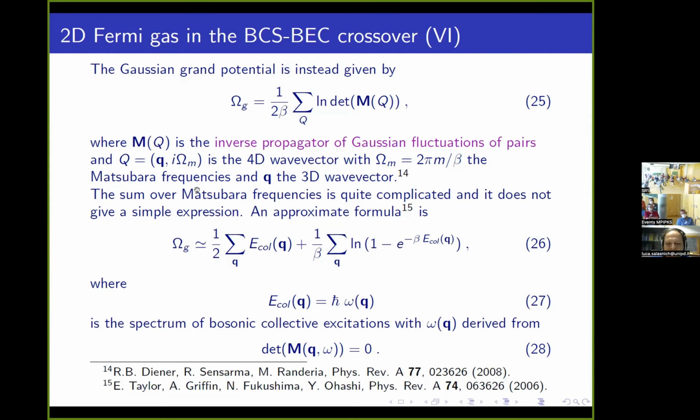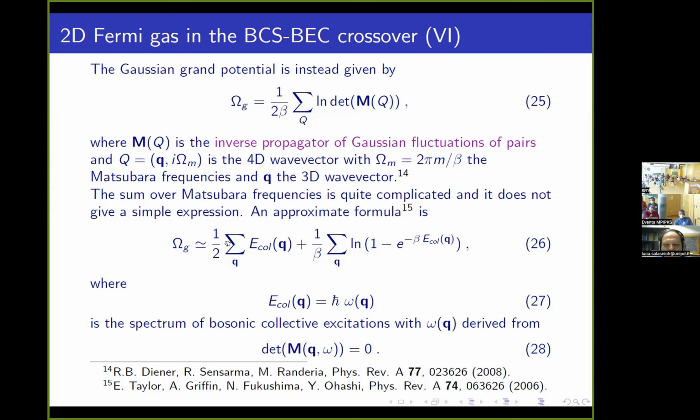Well, in the BEC regime of the BCS-BEC crossover, one can get an approximate expression for the Gaussian grand potential that is given by equation 26. And you recognize that there is this E sub collective, that is the collective bosonic excitation spectrum, where the frequency omega q must be, however, obtained by setting the determinant of the inverse matrix, the inverse propagator of Gaussian fluctuations, equal to 0.